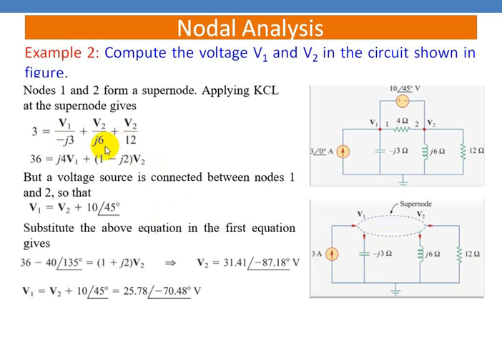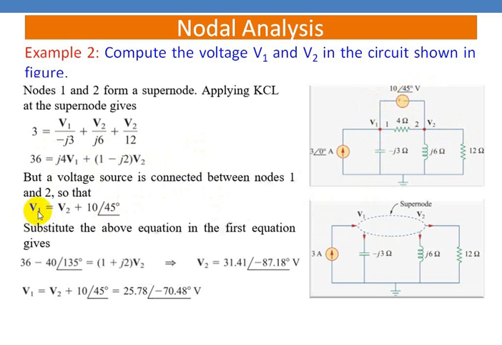Now again simplify this, separate the terms, V1 and V2 terms. Now you got one equation. Next, you can also write an equation like this. You see here, since the positive term is connected to V1, V1 minus V2 will be 10 at an angle 45 degree. So we can write this equation.